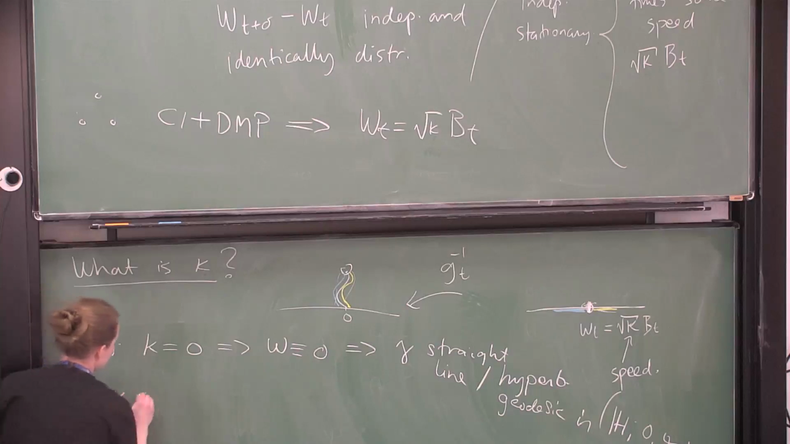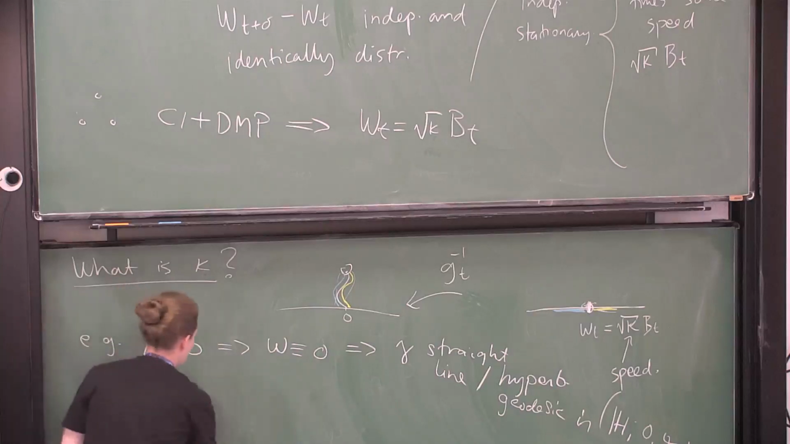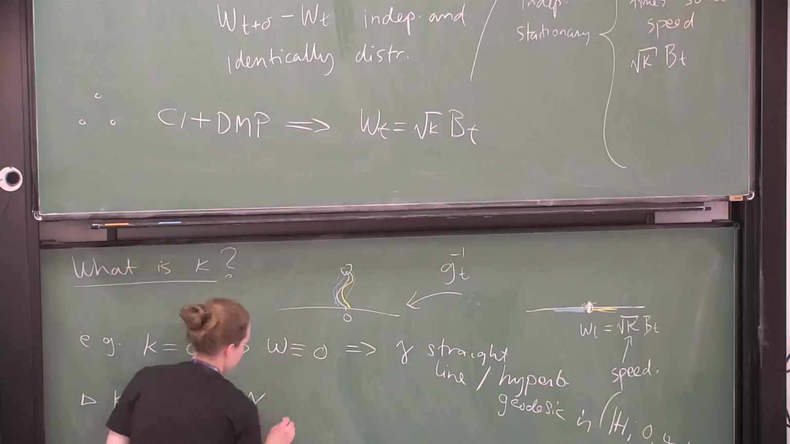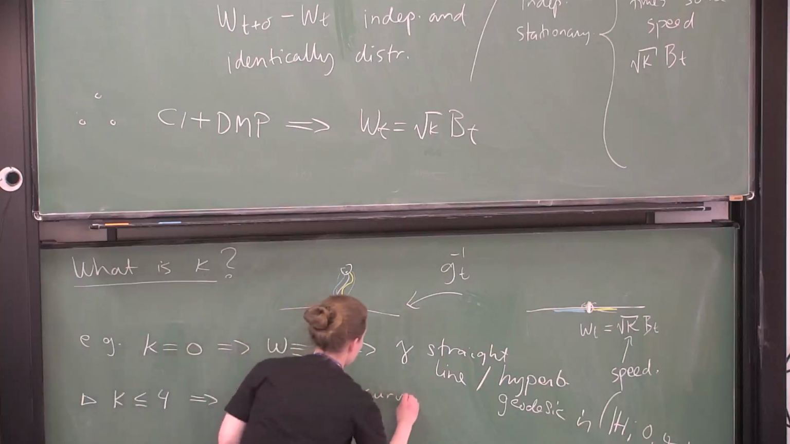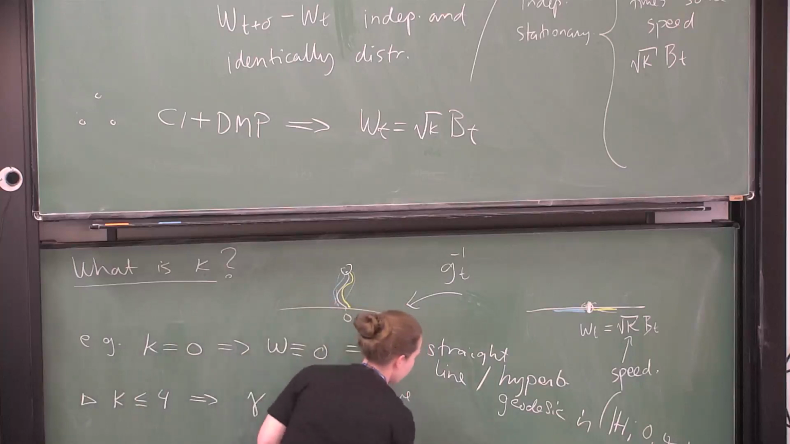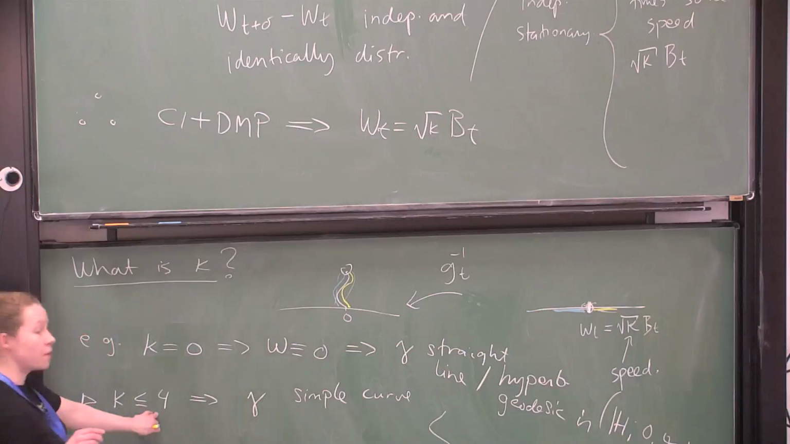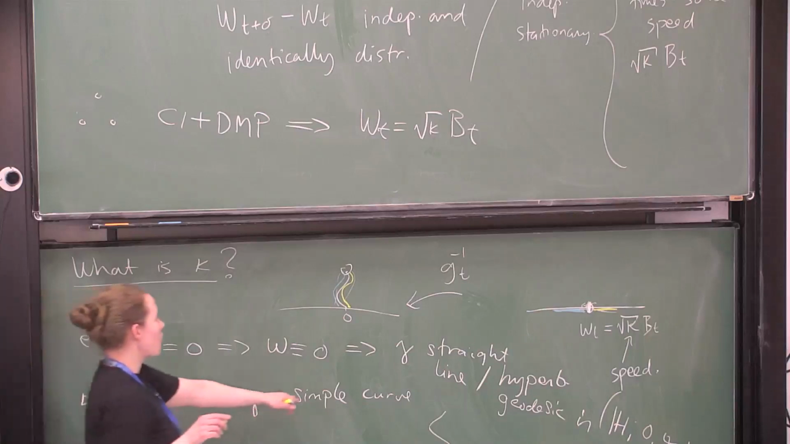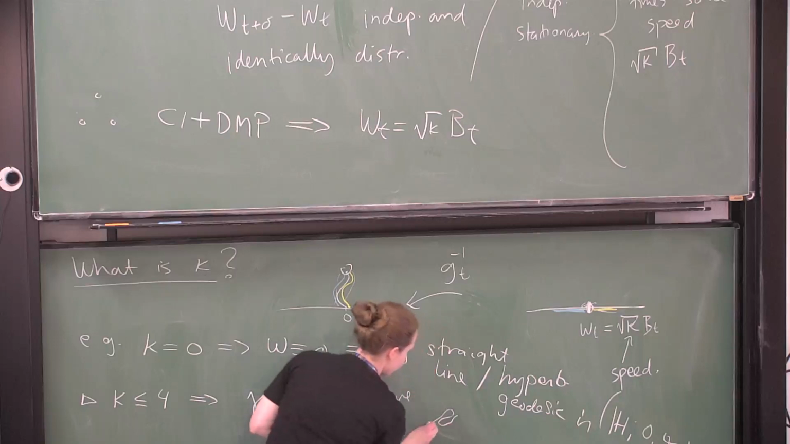So if kappa is less than 4, it's not clear from here, but you can compute that this gamma is a simple curve. So it's looking like really what I draw. And when kappa approaches 4, the curve is almost kind of going back to itself, but it doesn't quite do that. Maybe the illustration is that.